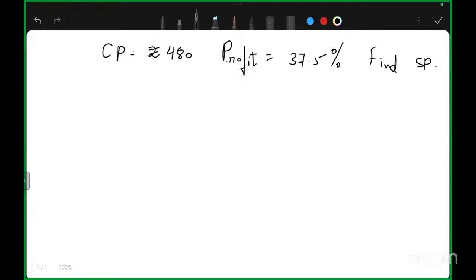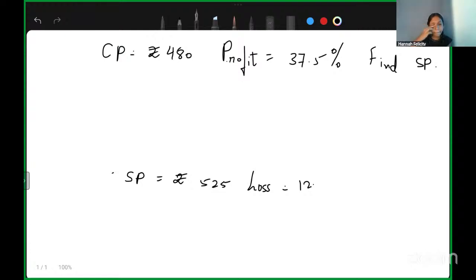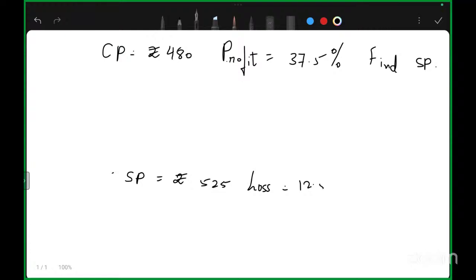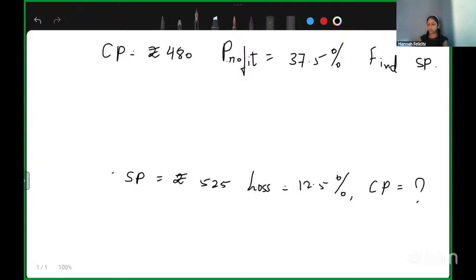Do one more question, Joshua. Selling price rupees 525, loss 12.5%. Cost price you have to find. Solve this one also, please, Joshua.